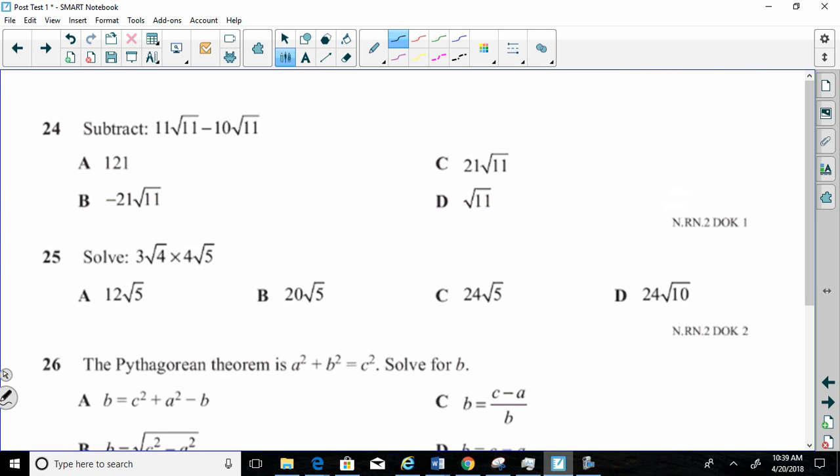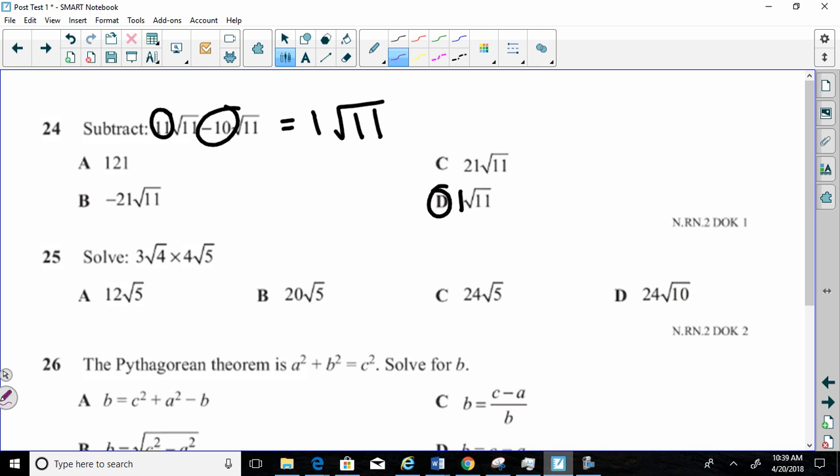So if they have the same radical, can I subtract these now? Yes. Yep, so what's 11 minus 10? And do I subtract the radical? Nope. So which one shows me 1 radical 11? D, because that one is invisible.